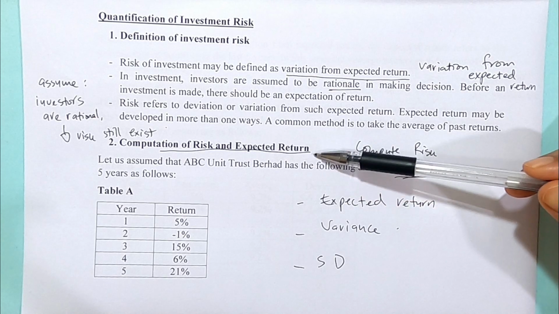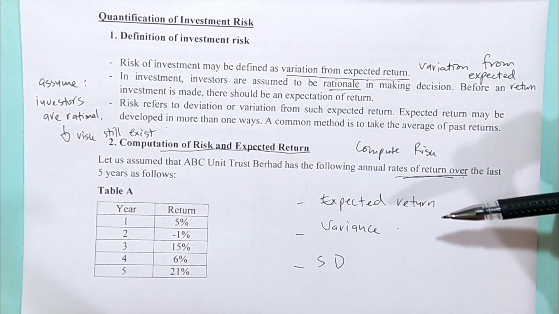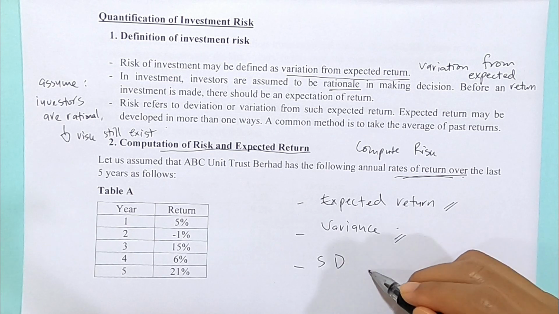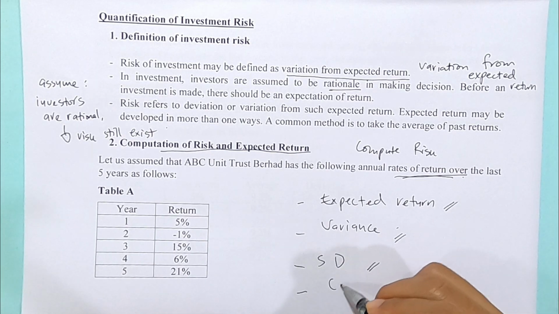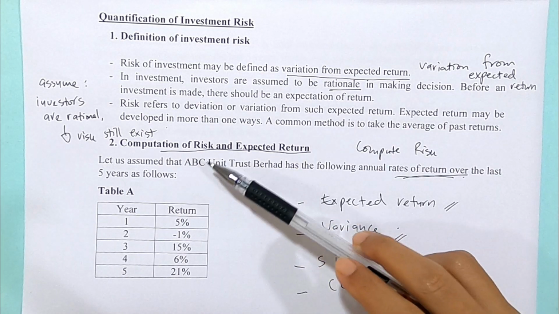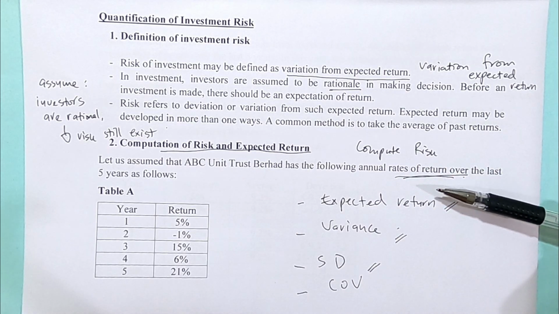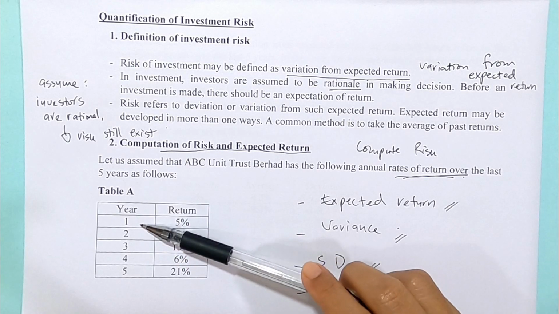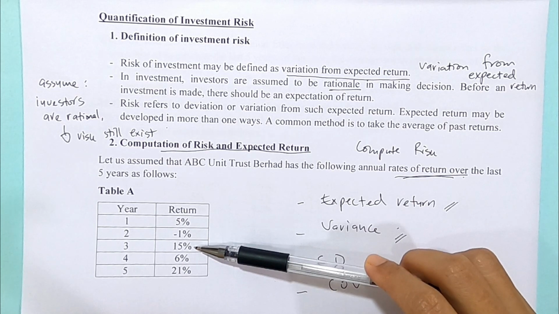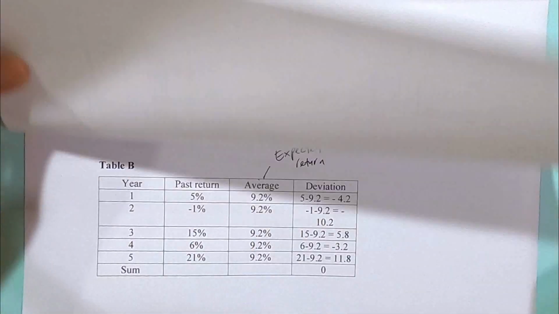Now we are going to look at the computation of risk and expected return. In this part, we are going to look at how we can calculate expected return, variance, standard deviation, and another one is coefficient of variation. Let's take an example of ABC Unit Trust, where they have the annual rate of return over the last 5 years. Let's say for year 1, the return is 5%, -1% for the second year, 15% for the third year, 4% for the fourth year, and 21% for the fifth year.